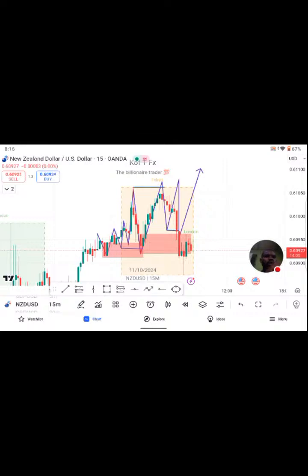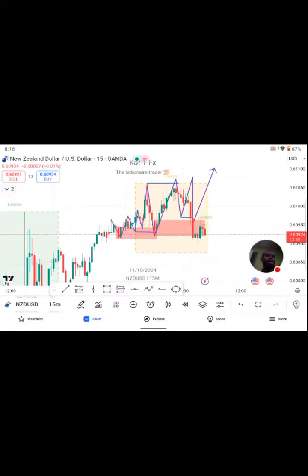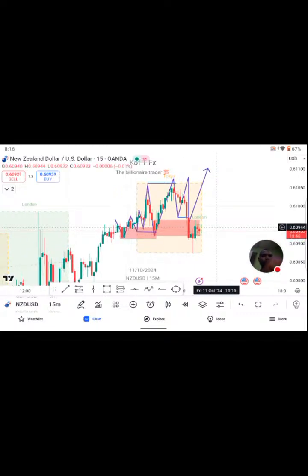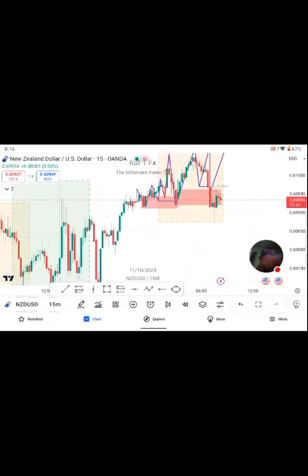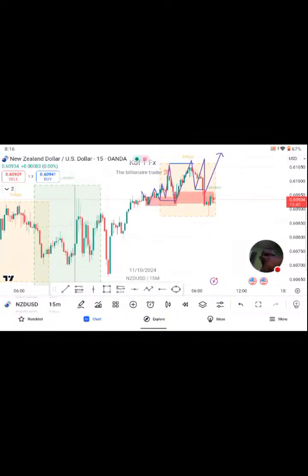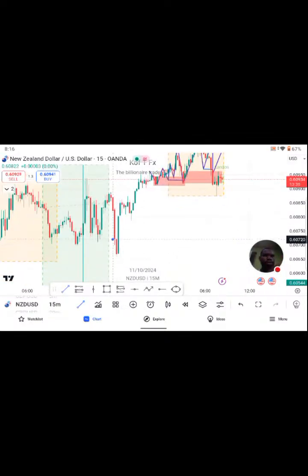Inducement, then I expect price to come back, take out the inducement, mitigate the zone, and boom, we are good to buy. But we don't have that on the chart. As you can see, that level has already been taken out, and we are expecting that price should drop to this level before going higher. This is what I can see on the chart.